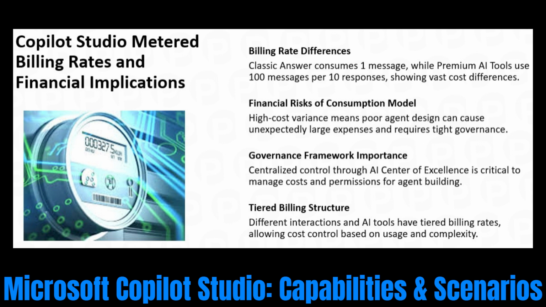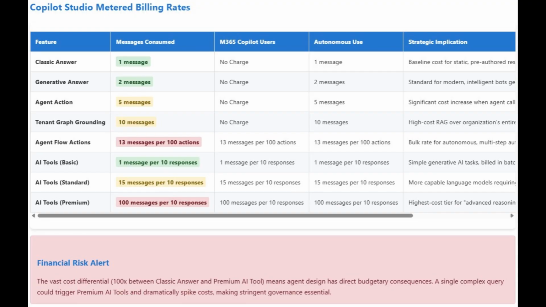Okay, starting to climb. Yep. Then agent flow actions. These are for more autonomous multi-step tasks the AI handles. They're billed at 13 messages per 100 actions executed. And then you have the AI tools. These are add-ons for specific generative tasks. Basic AI tools cost 1 message per 10 responses generated. Standard AI tools jump to 15 messages per 10 responses. And the top-tier premium AI tools, designed for really advanced reasoning, like summarizing huge data sets or complex analysis. How much for premium? That's 100 messages per 10 responses.